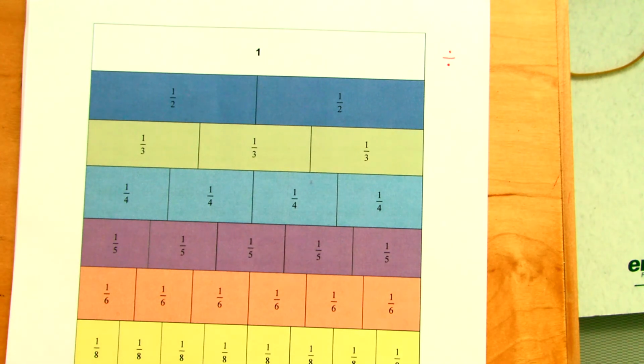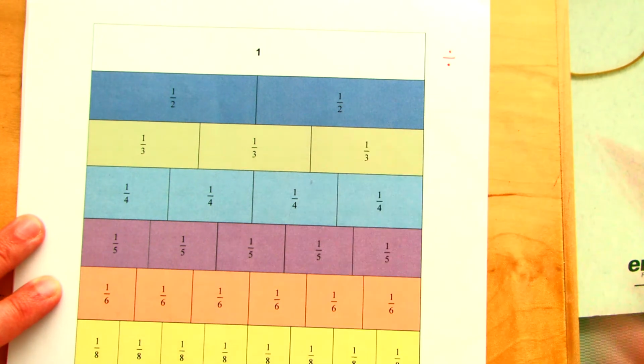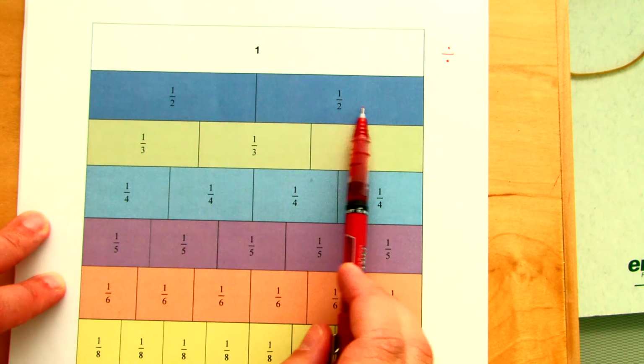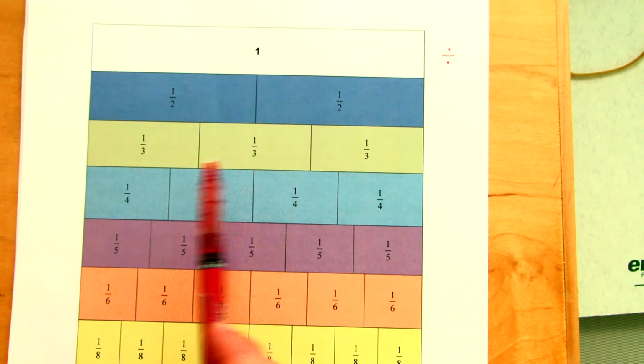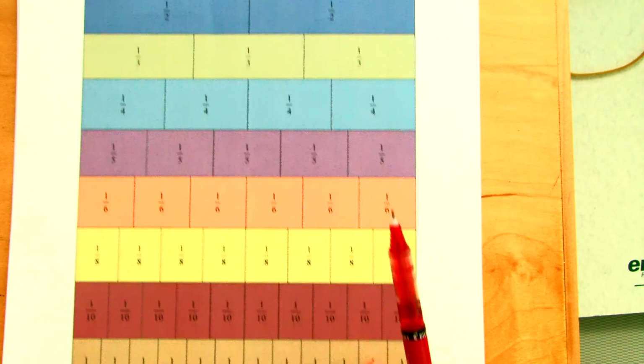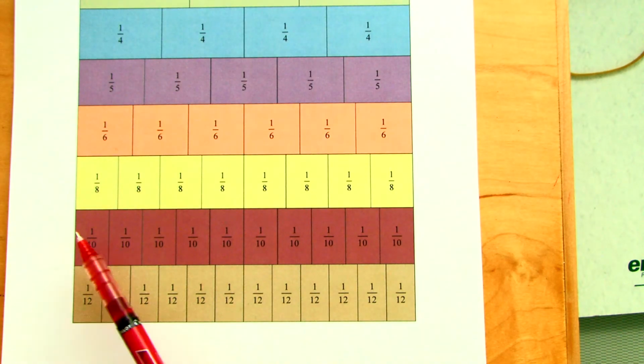The numerator tells me how many pieces I have. I have one of them. The denominator tells me how everything was cut up. The original was cut into two pieces, right? As the denominators get bigger, what do you notice about the pieces? They get smaller.